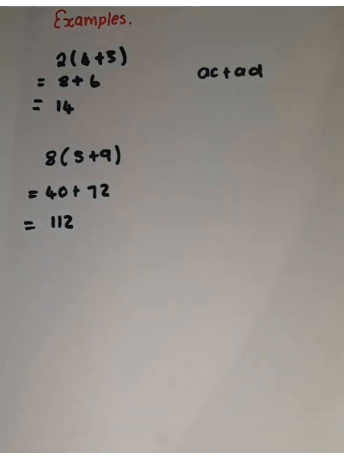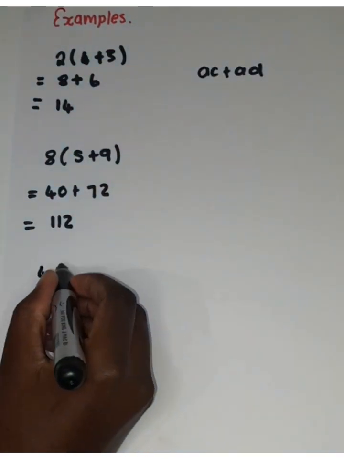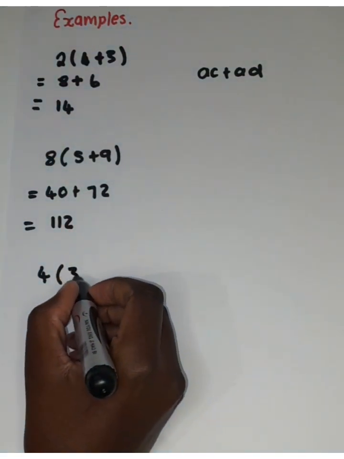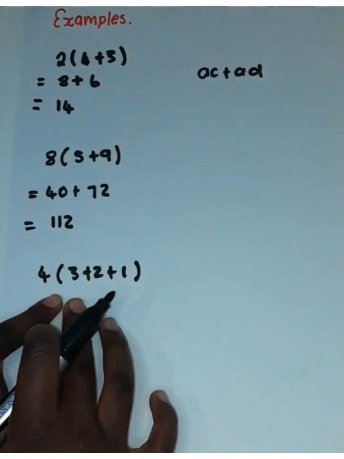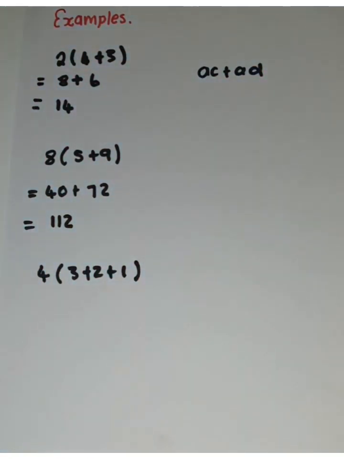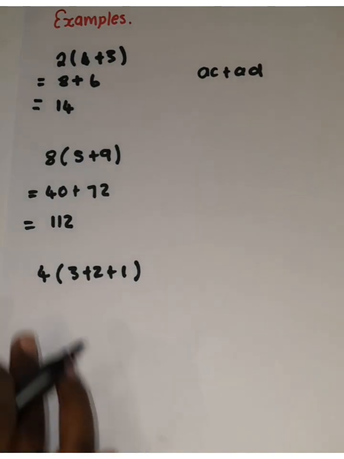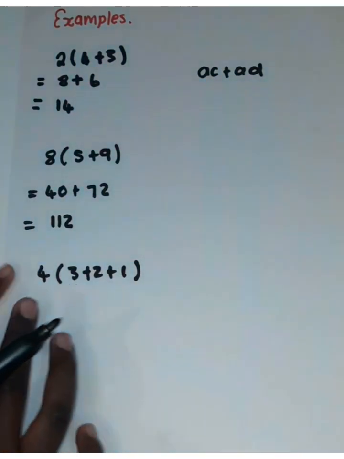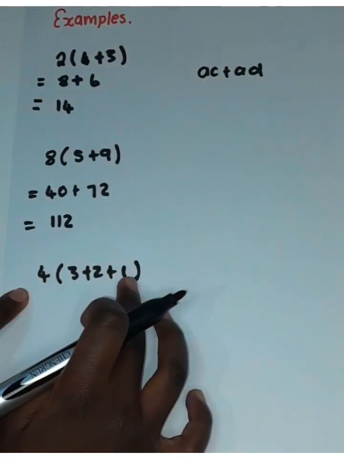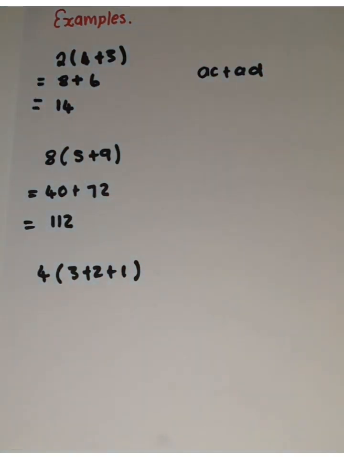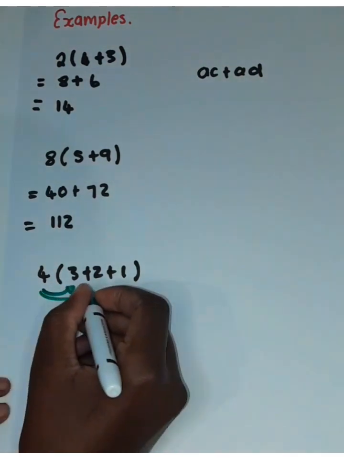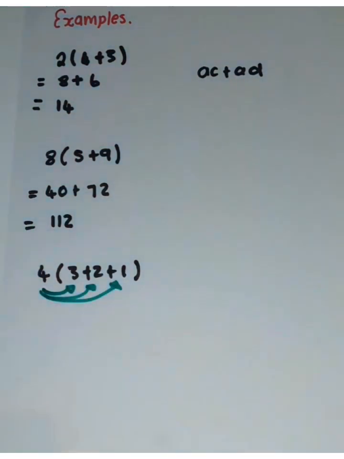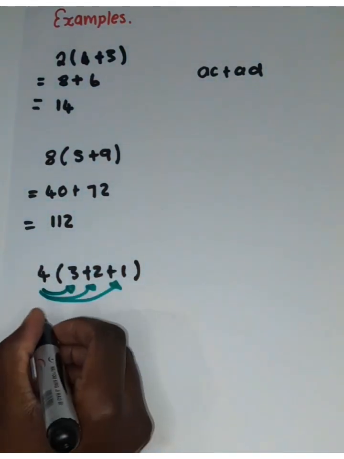Let's go to another example, which is 4 into 3 plus 2 plus 1. It's the same thing, guys, even though there are now 3 terms inside the bracket. It's very simple. Just take this 4, multiply it with the 3, multiply it with the 2, multiply it with the 1. Let me show it for you here. You just take 4 multiplied by 3, which is 12.